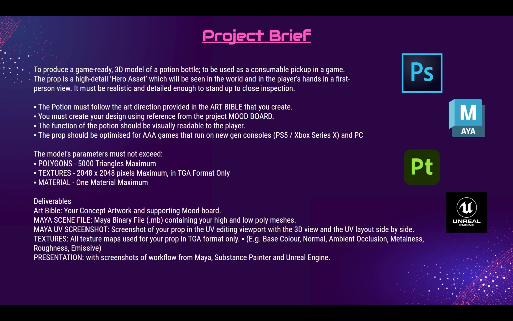The project brief for this module was to produce a game-ready 3D model of a potion bottle that could be used as a consumable pickup in a game. The prop is a high-detail hero asset which will be seen in the world and in the player's hands in a first-person view. It must be realistic and detailed enough to stand up to close inspection.